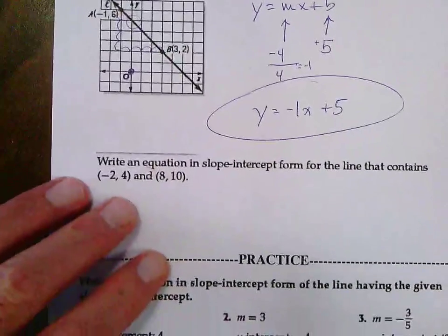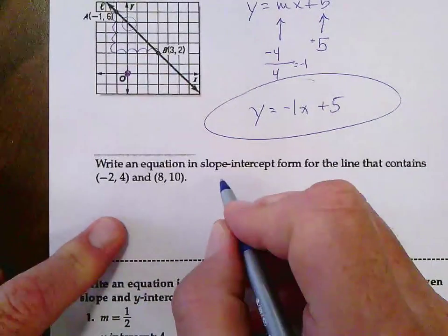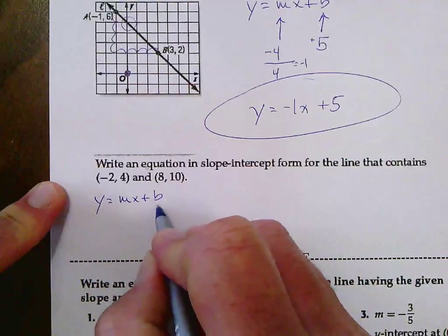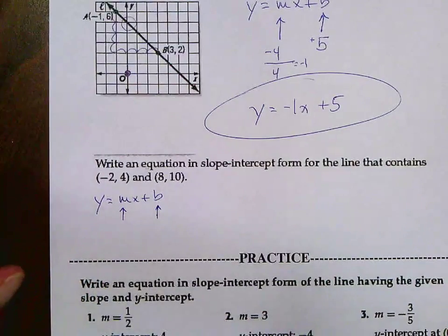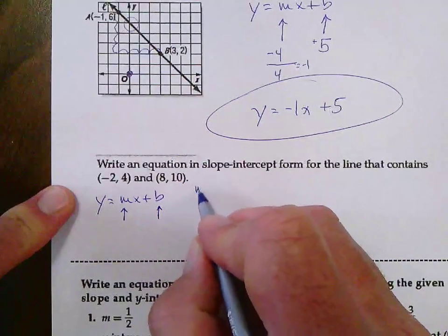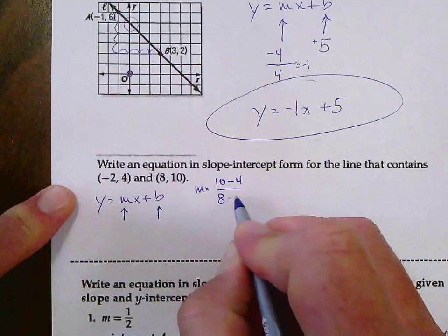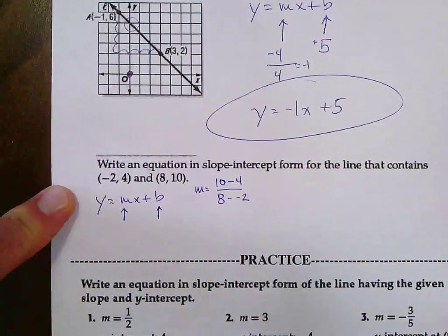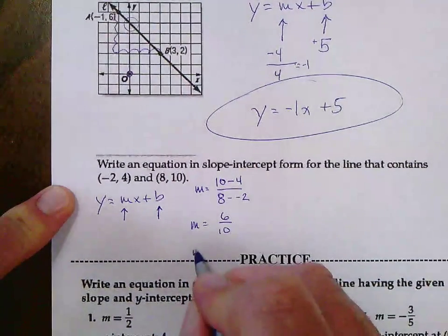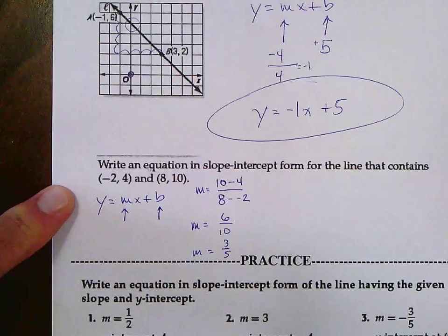And then this guy's a little bit more difficult. You want to write it in slope-intercept form, so that's y equals mx plus b. To do that, I need my b and I need my m. So right away, I'm going to find my slope. Using the slope formula, m equals 10 minus 4 over 8 minus negative 2. And this reduces to 6 over 10, which reduces to 3/5. So I know my slope is 3/5.